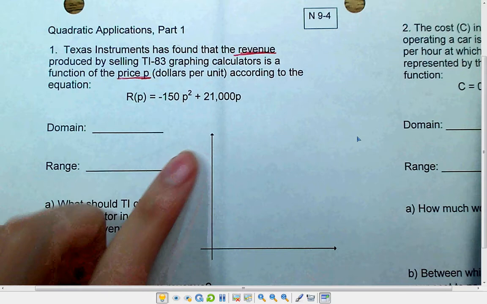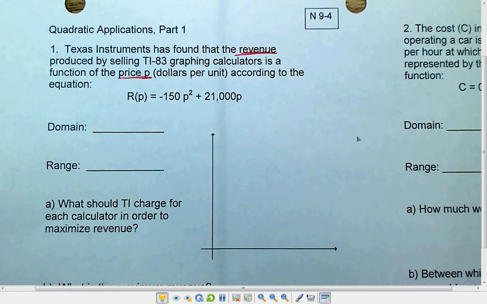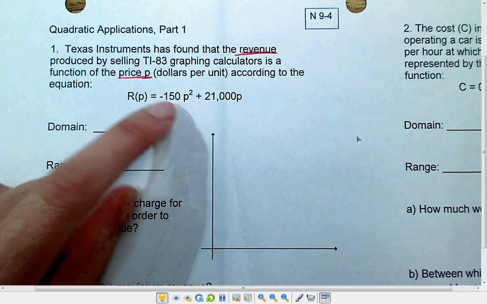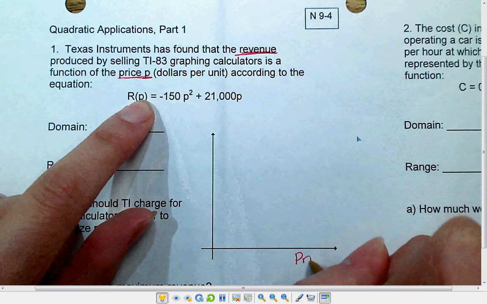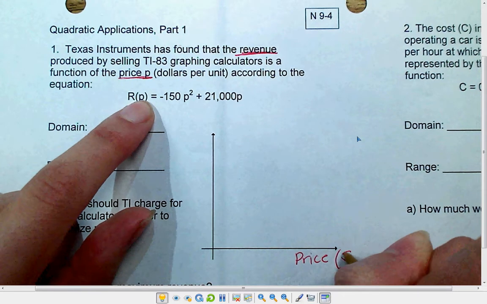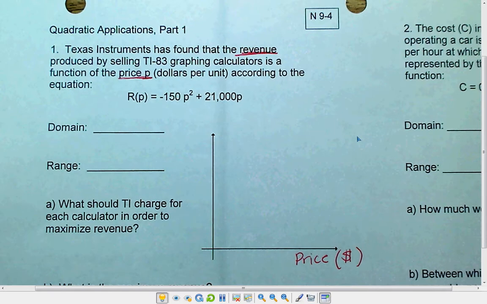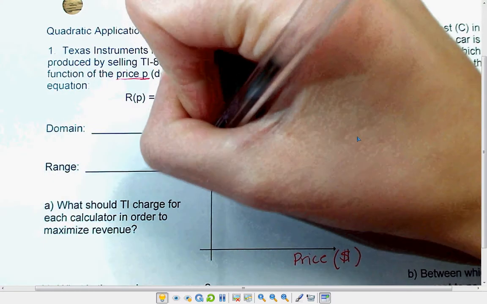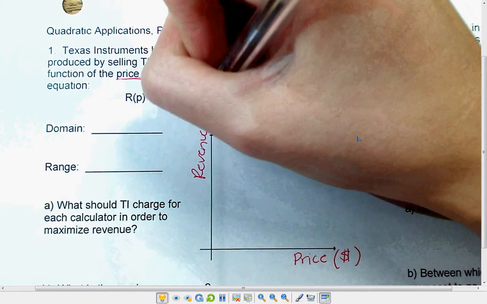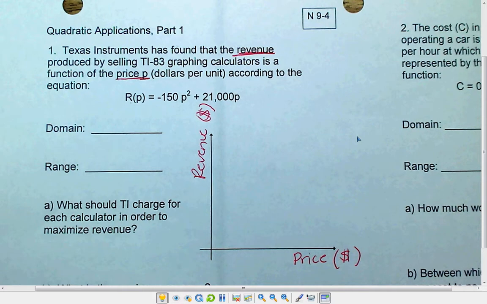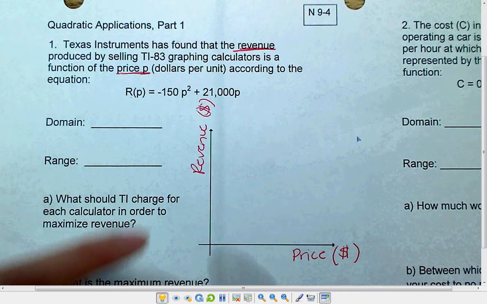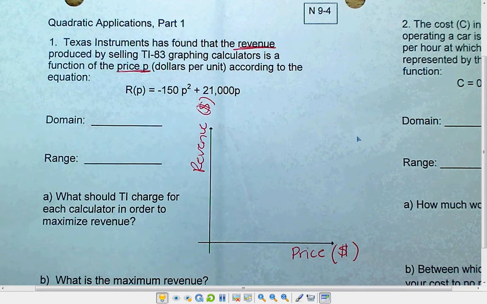In order to graph it, I'm going to start off by labeling my axes. So my x-axis in this case is represented by the P, which is price measured in dollars per unit. So I'm just going to put dollars. My Y, which is the R, stands for revenue, which is how much money I'm making total. And that's also measured in dollars. So make sure every time you graph, you're labeling both your X and the Y axis as well as the units. So they're both dollars in this case.